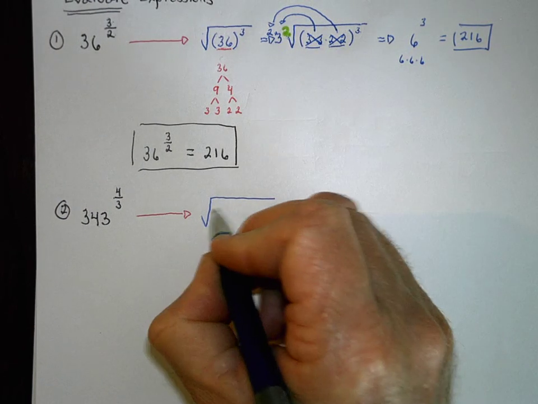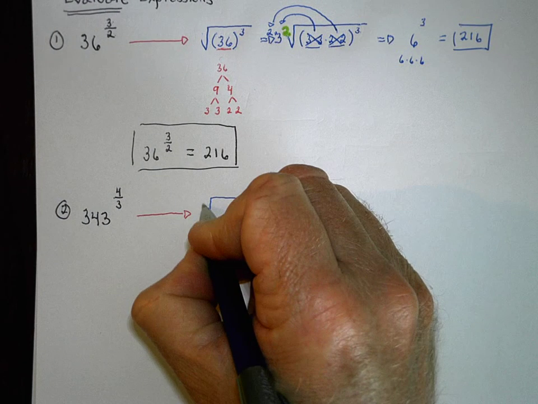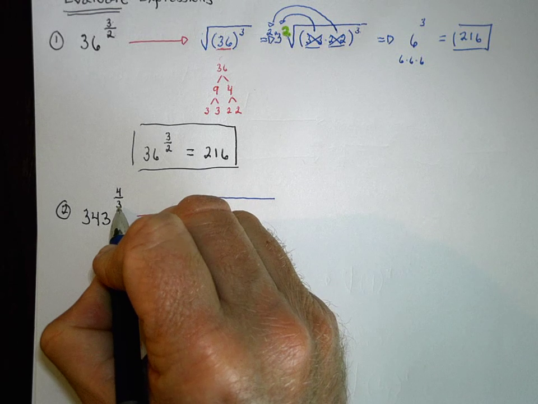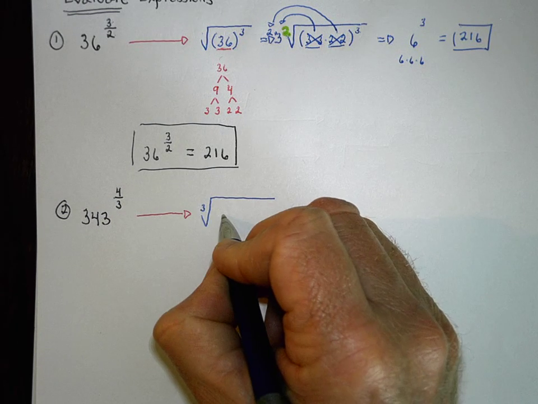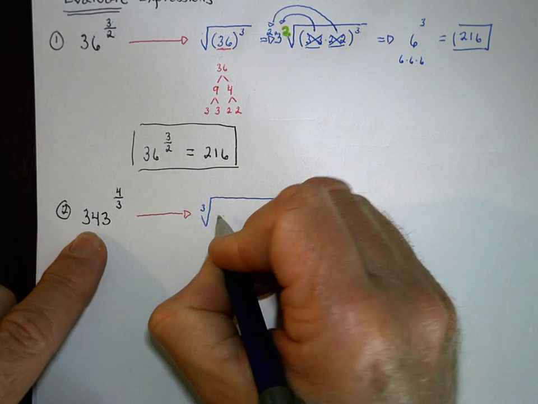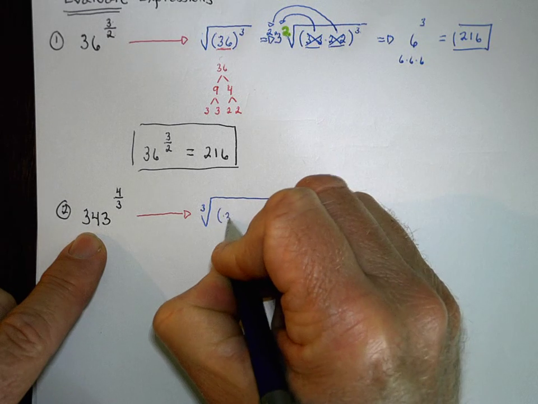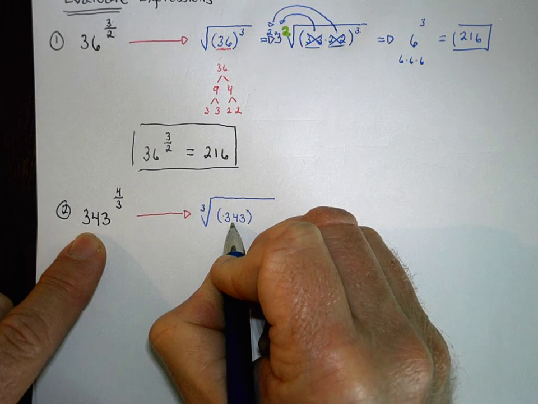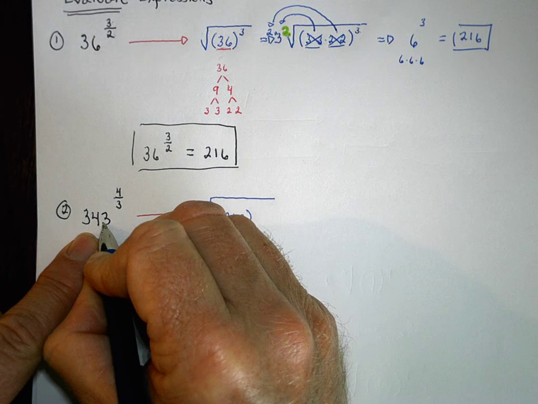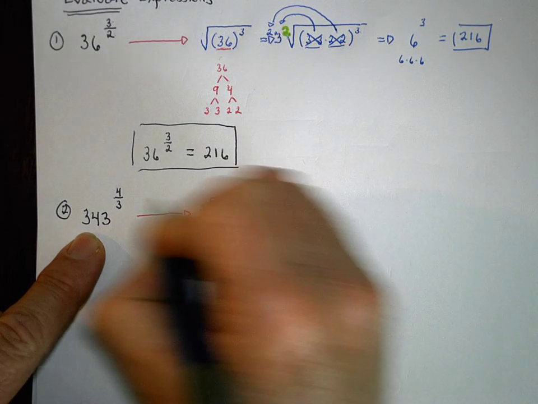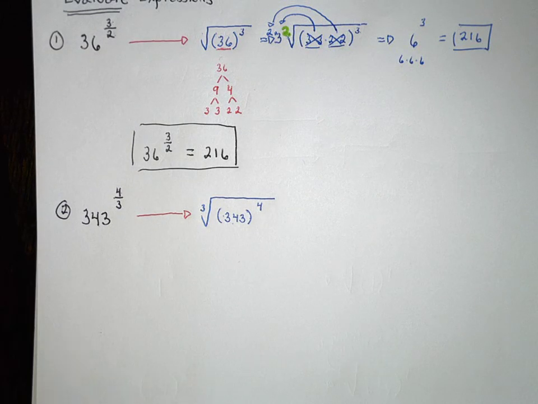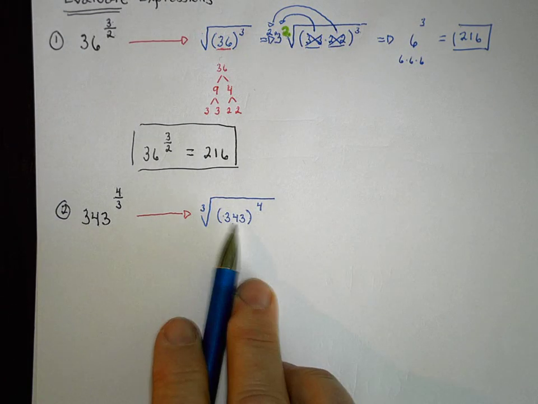What would my index be? My index would be a 3. Why a 3? Because that's the denominator of the exponent. What would I put for my radicand? My radicand would be 343. Why? Because whatever is the radicand is the base in exponential form, and then this 343 would be to the power of 4. So I convert the exponential form into radical form.